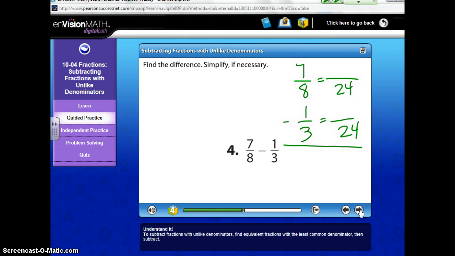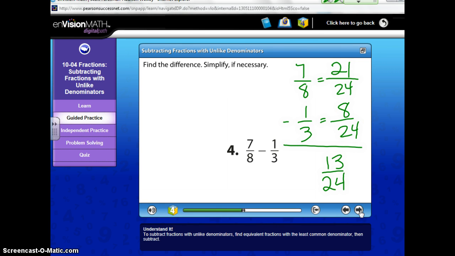Dathan, help me with the bottom one. What would we turn this into? And the top one? Okay, so now we have 21/24 minus 8/24. Can anyone do that in their head? Alan? I saw that you had it on your iPad, so good for you.